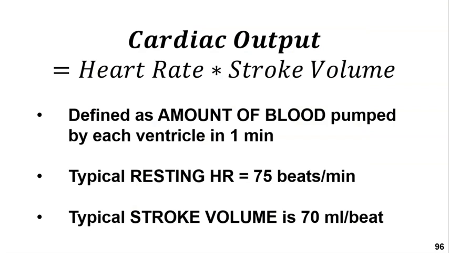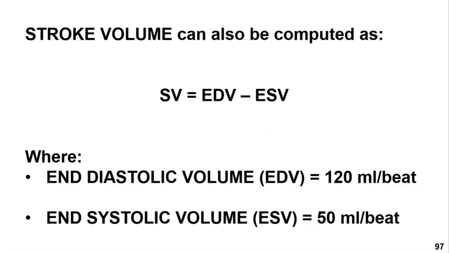We can use the values of both heart rate and stroke volume to calculate important variables, such as cardiac output. Cardiac output is the amount of blood that is pumped by each ventricle in 1 minute. This is an important measurement of how much blood the heart is moving every minute. For a resting cardiac output, we can assume a resting heart rate of 75 beats per minute because of the sinus rhythm set by the sinoatrial node, and a stroke volume of 70 milliliters per beat. So what is stroke volume and how do we calculate it? Let's take a look at that now.